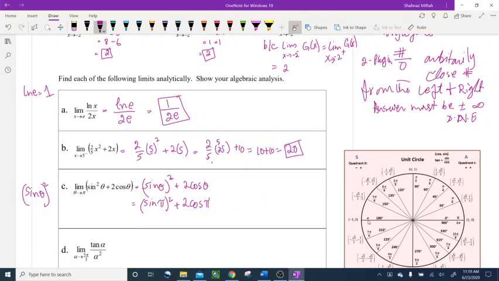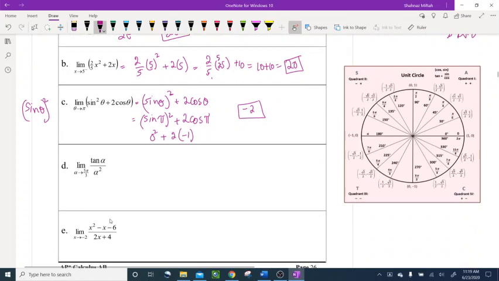So I know pi is right there, and sine means a y value, so the y value is 0. So this thing is 0 squared. What is cosine pi? At pi, cosine is -1, which is an x value. Cosine is the x value, and -1 is right there. So it's going to give me 2 times -1, because cosine pi is -1. Then I'm getting -2 as an answer. So the limit as theta approaches pi is equal to -2.